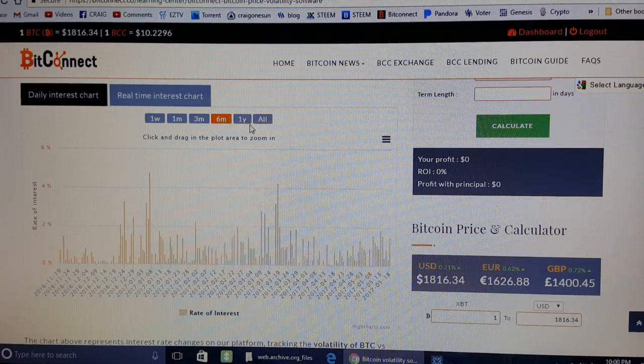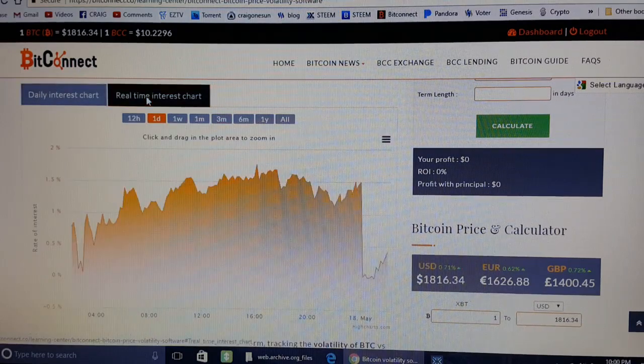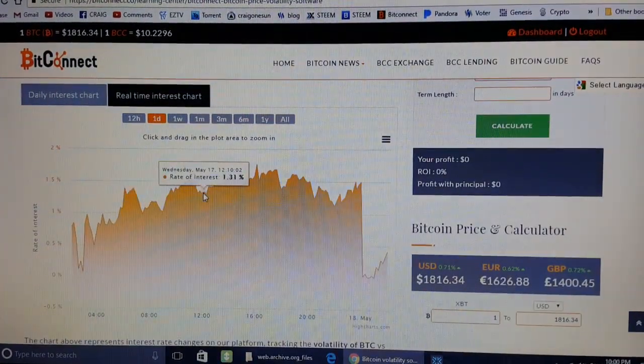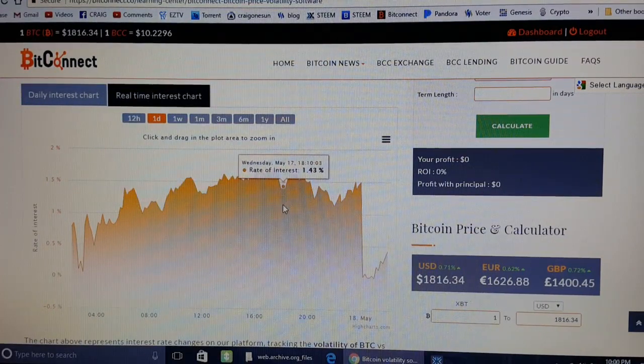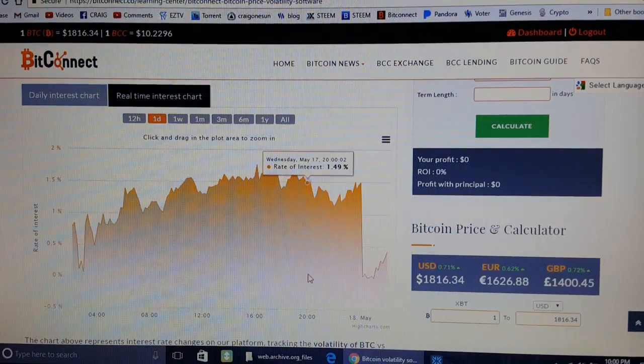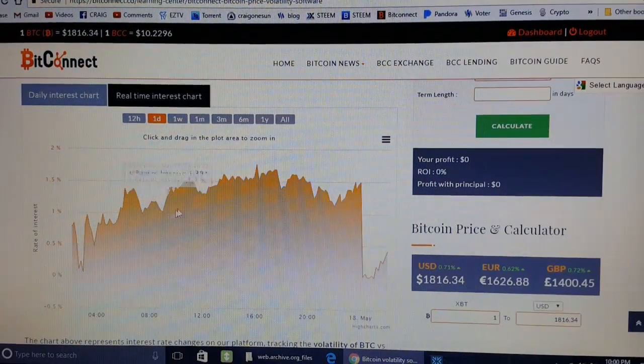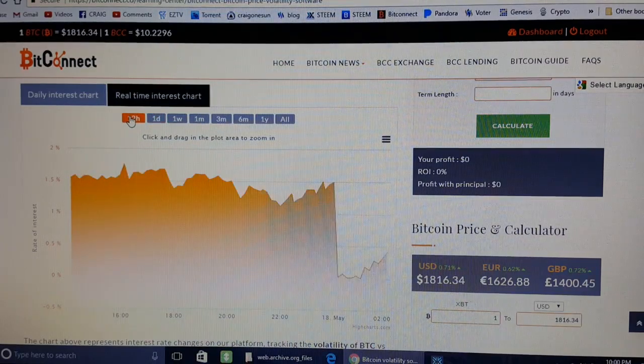There's nothing for you to be thinking about here. What's this, real-time interest chart? Oh, that's interesting. I never looked at this before. This is a real-time chart of the interest. Basically, this is a real-time chart of the bot earning right now. I've never actually looked at this. See, this is a one-day, 12-hour chart.